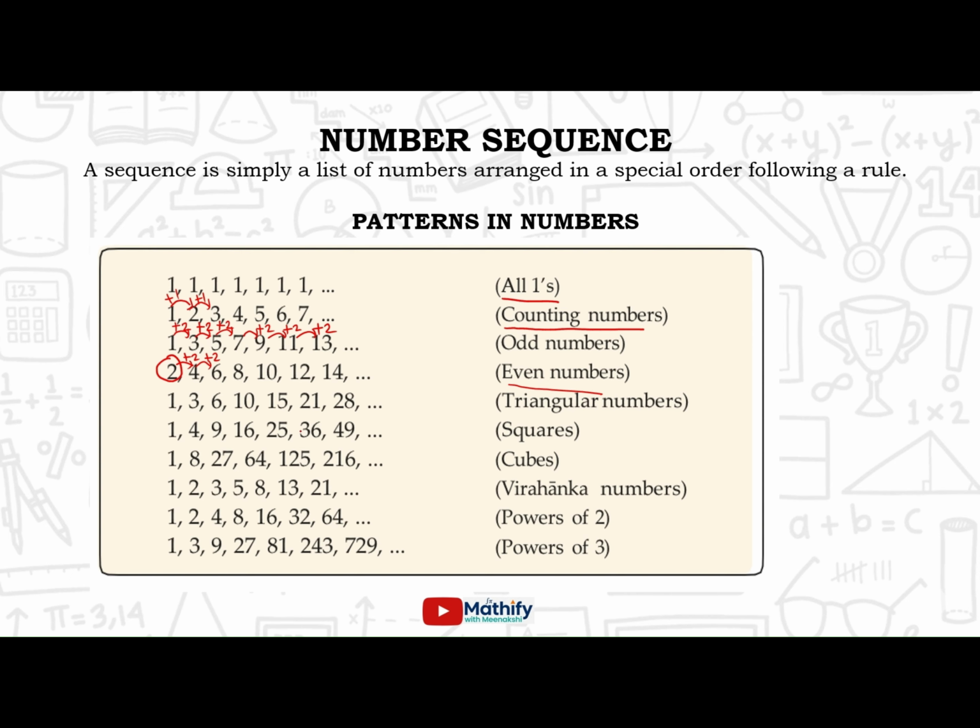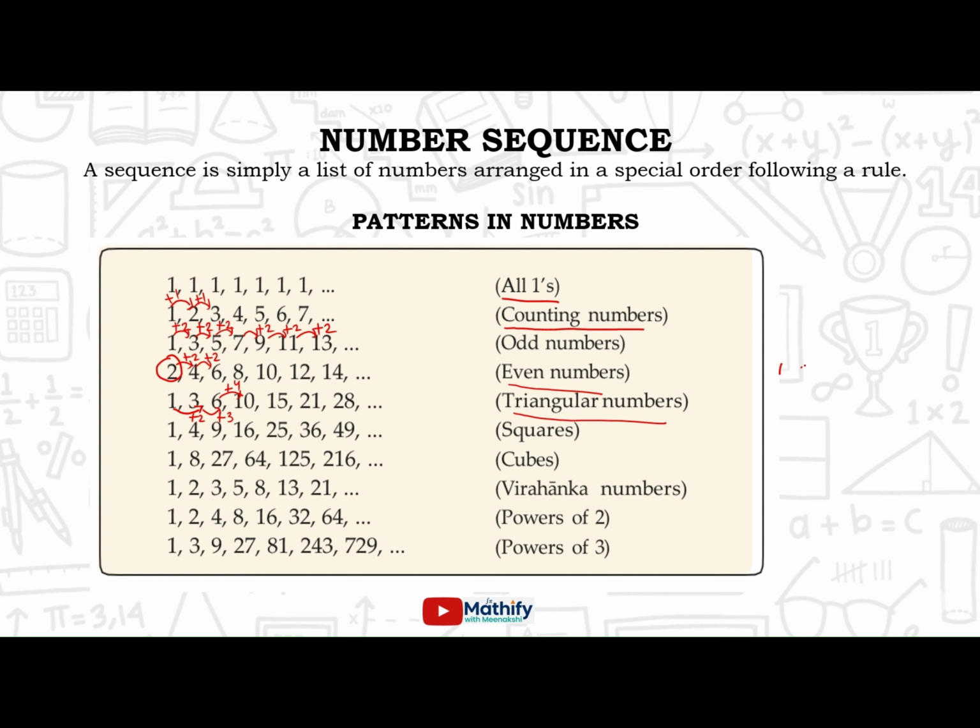Let's move to the next sequence: 1 3 6 10 15 21 28. Here you observe something. Yes, first we are adding 2 and then we are adding 3, then we are adding 4. So what we are doing here, we are adding counting numbers to get the next number. So this sequence is known as triangular numbers. Here we are adding up counting numbers.